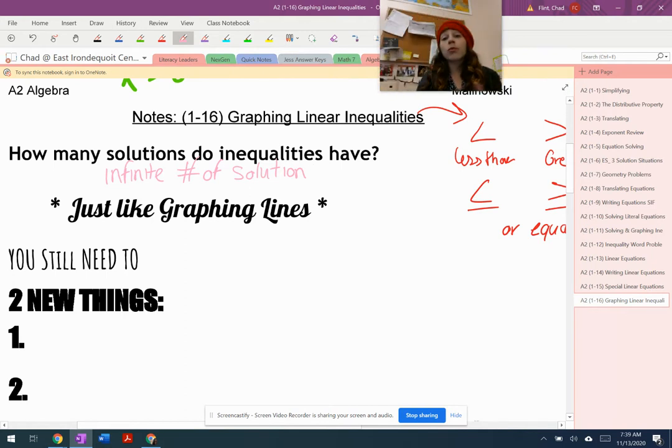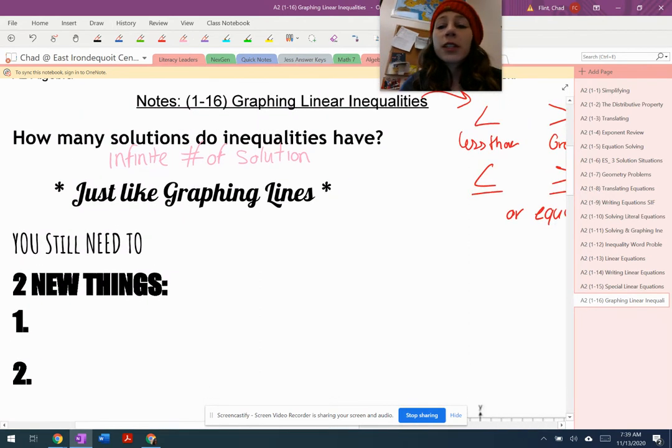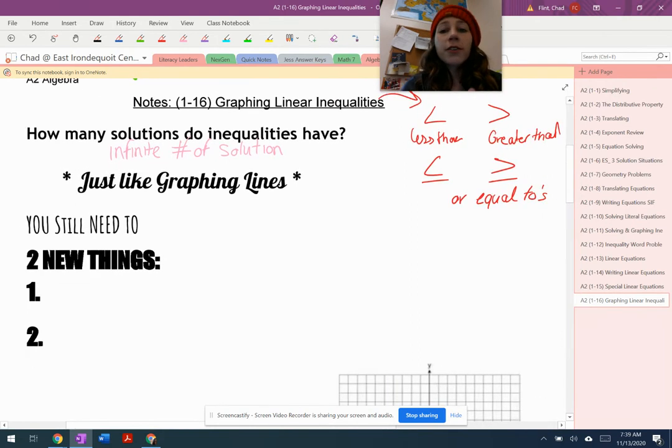Which is why when we're graphing these and we look at the solution sets, we graph them on a number line and do that shading piece. That's totally going to come into play here. So when you're graphing these linear inequalities, it's just like graphing lines. You're still looking for the slope and the y-intercept. You're still doing rise over run.